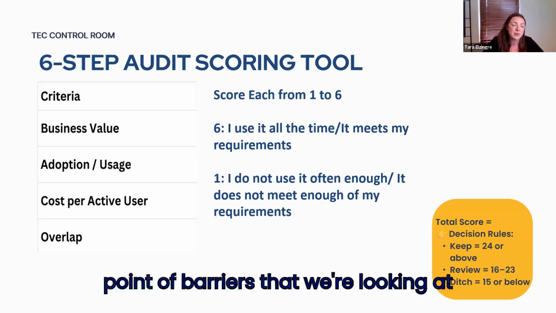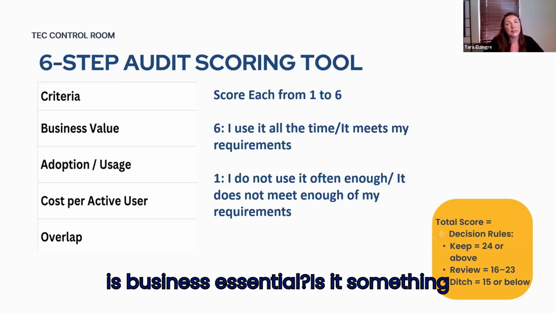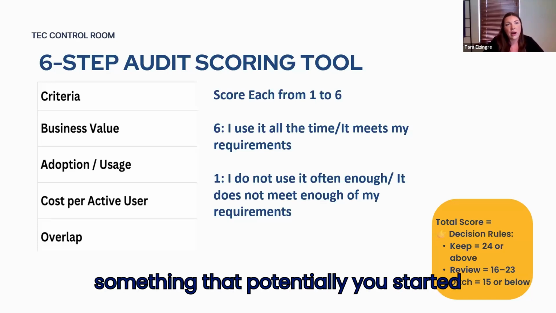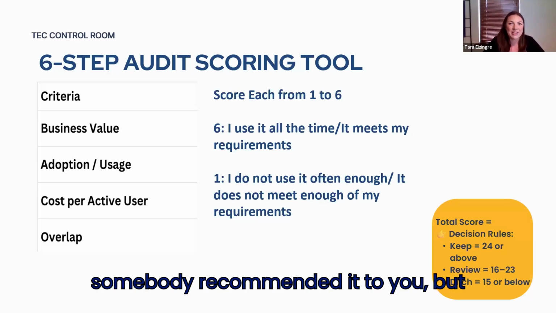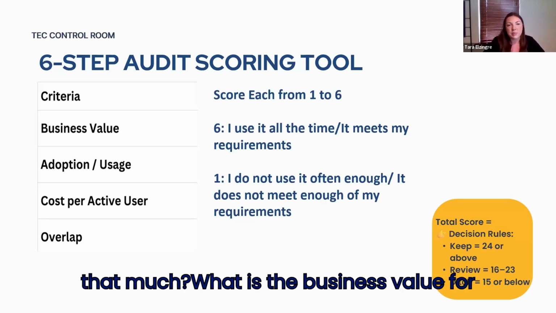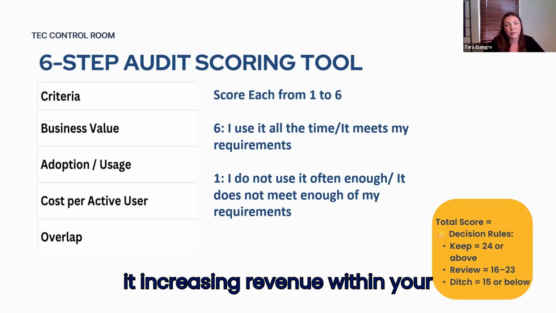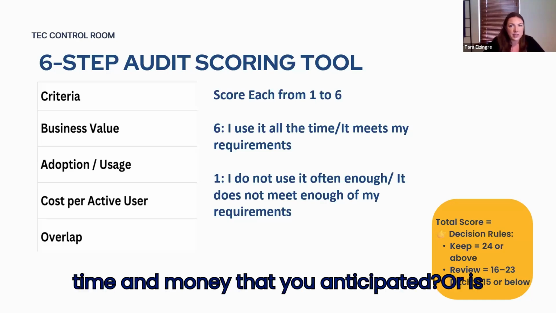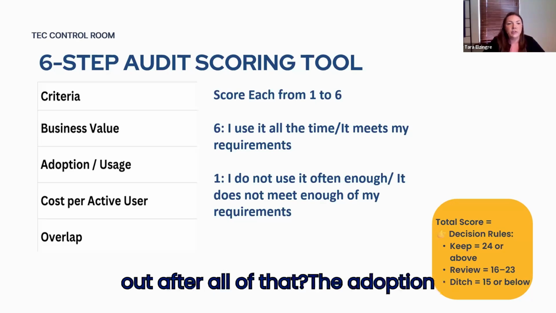So again, those 5 areas that we're looking at are the criteria. Is this something that is business essential? Is it something that's a business nice to have? Or is it something that potentially you started using because it looked cool online, or somebody recommended it to you, but actually you're not really using it all that much? What is the business value for you? Is it increasing the productivity? Is it increasing revenue within your business as well? Is it saving you that time and money that you anticipated? Or is it something that really isn't working out after all of that?